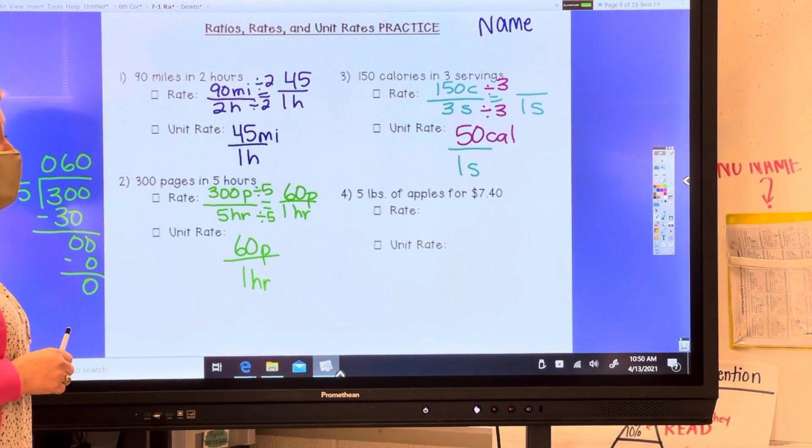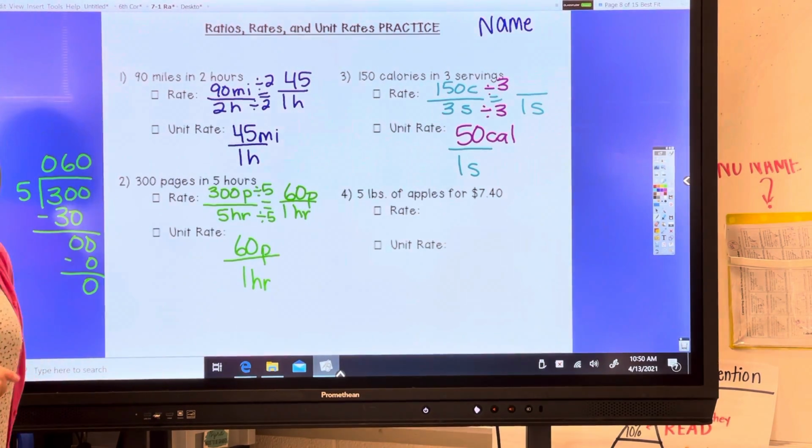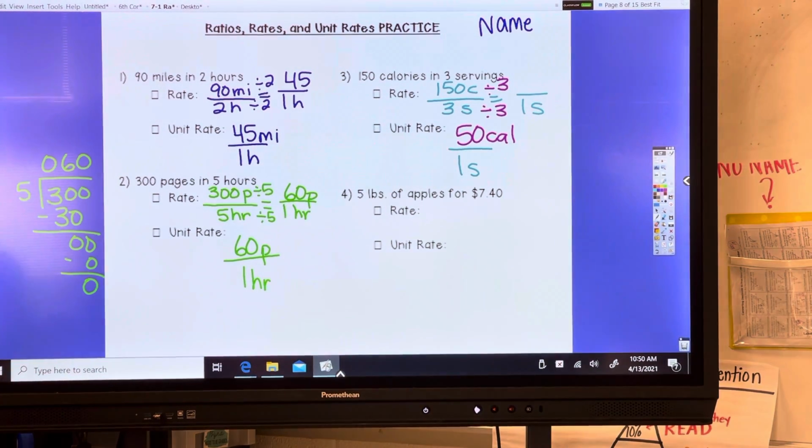Number 4 is tricky, okay? I want to see what you can do. 5 pounds of apples for $7.40. This one is a tricky ratio to write. I want you to try it. How would you write that? Think about it this way. If you're doing the unit rate, what would you want your denominator to be? 1 what?